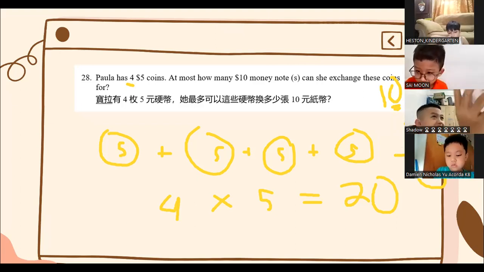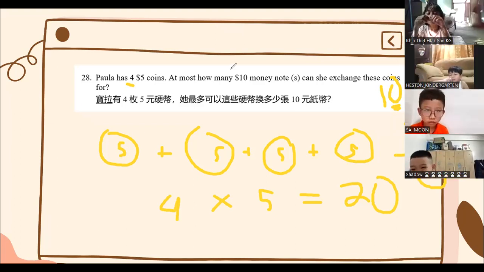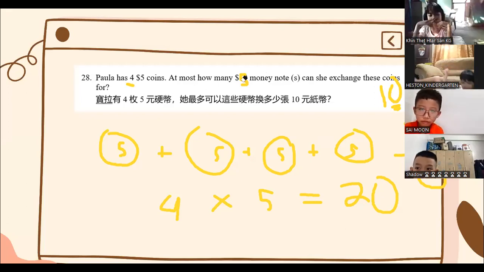How about if I say, at most, how many, let's say, 5? How many $5 money notes can she exchange? Four. Very good. You just have to divide the 20 again with 5.